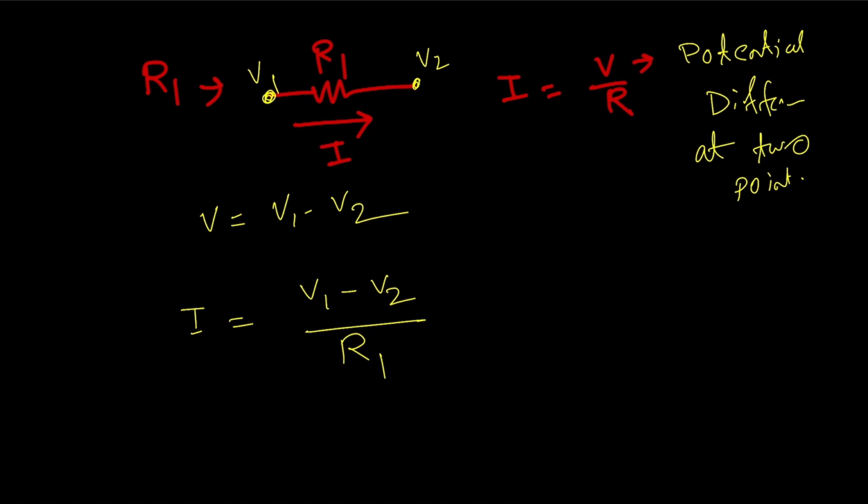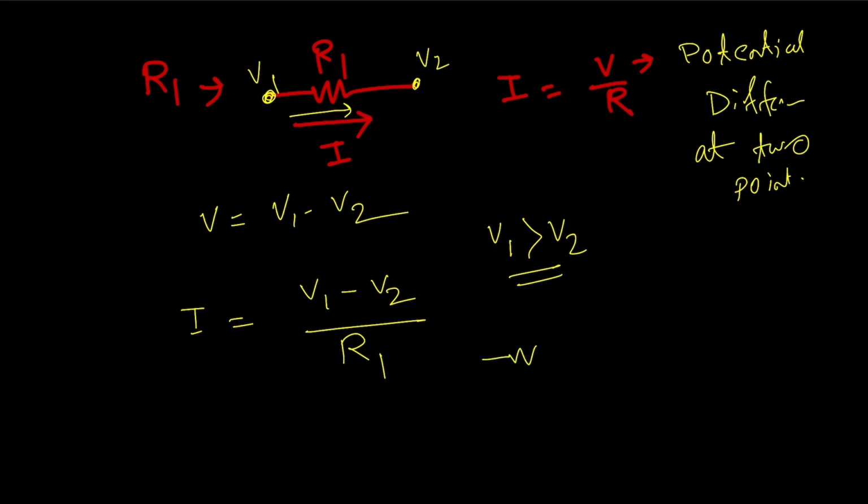And you can see here the current will always flow from higher voltage to lower voltage. That means here we think that V1 is greater than V2. That's why the direction of current is from V1 to V2. So this is very basic electronics. It's just Ohm's law. Now we need to know about series and parallel.